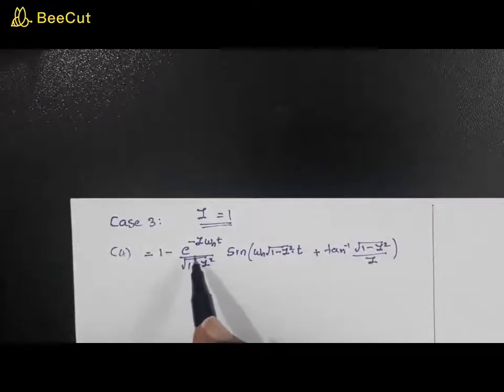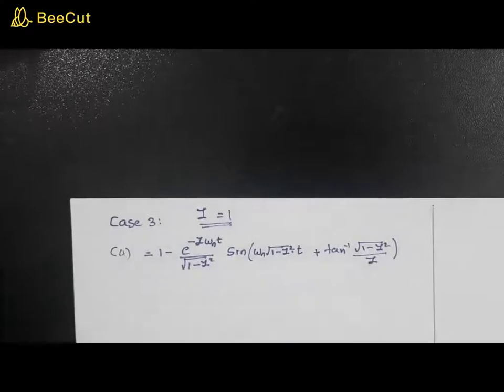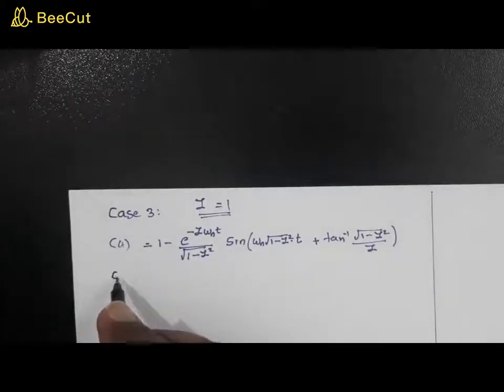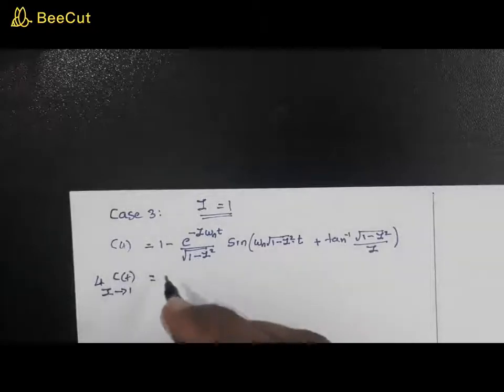So this will be some infinity into infinity form, so you won't be getting a definite answer for this case. So in order to that, we will be trying to find out c(t), applying the limit as theta tends to 1 to c of t.